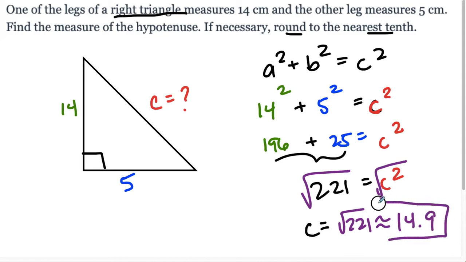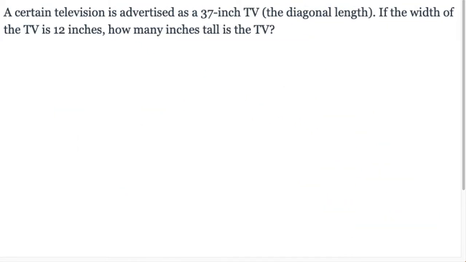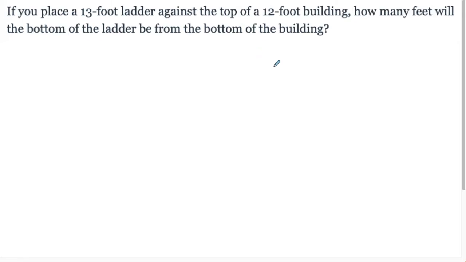So that is your final answer. Okay? All right. Another use of the Pythagorean theorem is to use it in a word problem, right? So this is a word problem. It says if you place a 13-foot ladder against the top of a 12-foot building, then how many feet will the bottom of the ladder be from the bottom of the building?